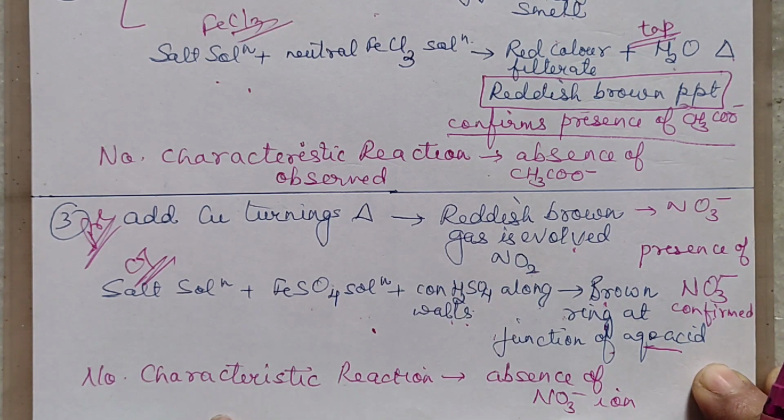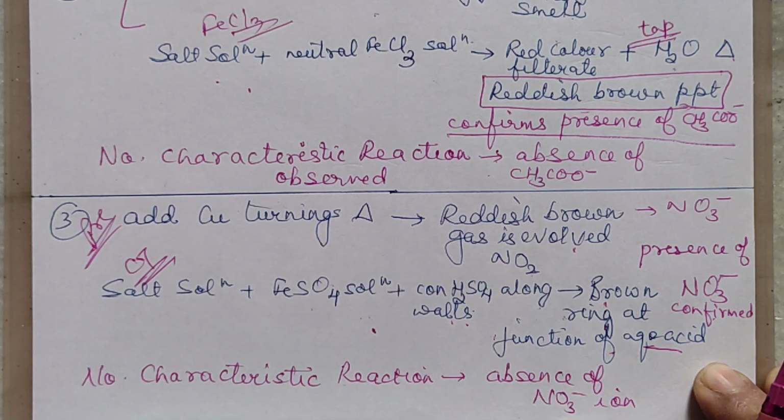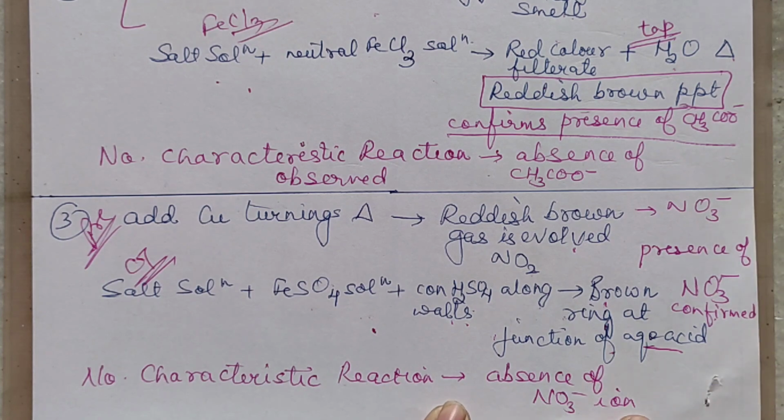If suppose with copper chips also it is not giving any reddish brown gas, you will write no characteristic reaction observed, absence of nitrate. That means if nitrate is also not there, you will write absence test for chloride, absence reaction for acetate, and absence of nitrate. Then you will go ahead with the independent radical.